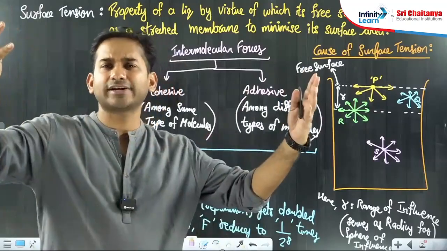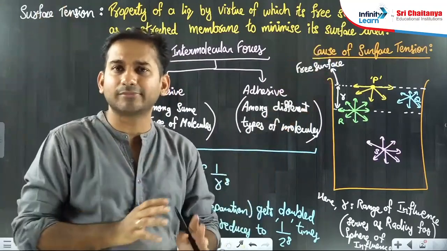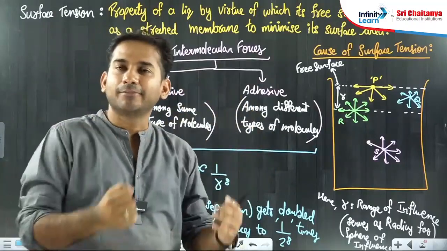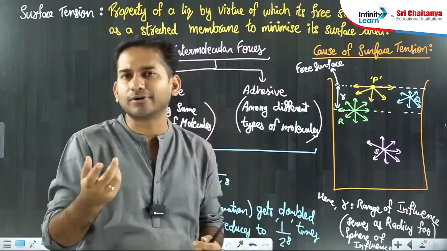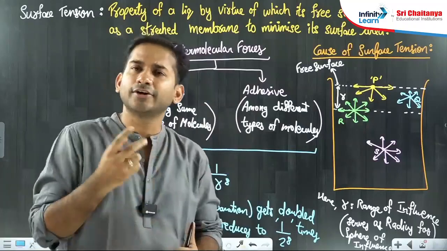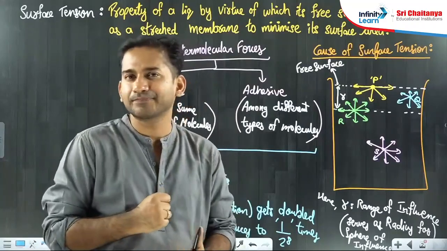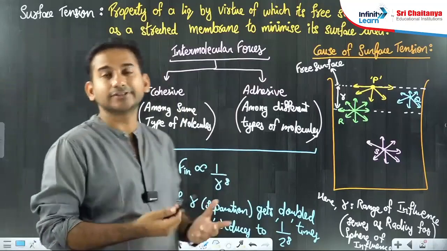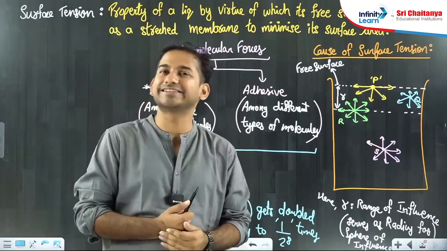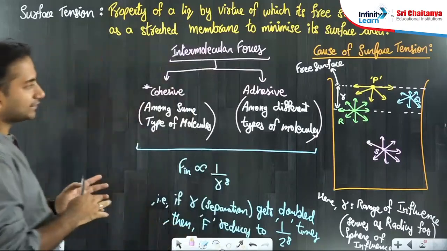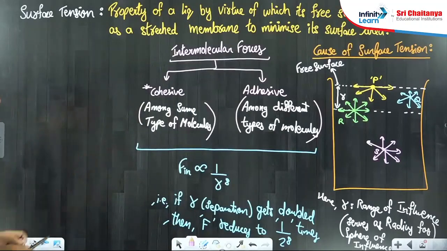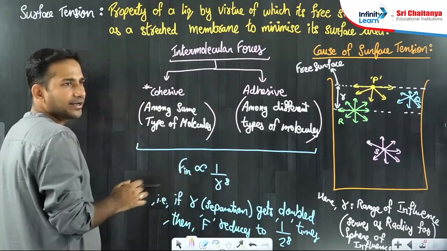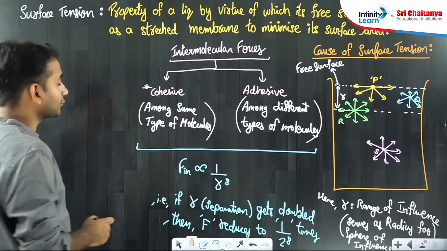If no one wants to stay at the surface, everyone wants to get inside the bulk, then the surface will always have a tendency to minimize the surface area, because of the minimization of the number of molecules who want to stay there. Okay? And hence, there is a tension created on the surface. That tension is called the surface tension. I hope the idea is clear. So this is basically the surface tension in the case of real liquids. I hope you are good and clear with the concept of surface tension.